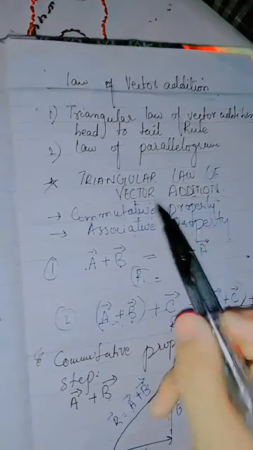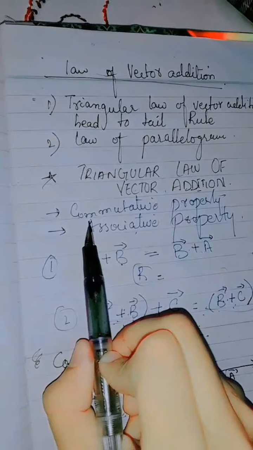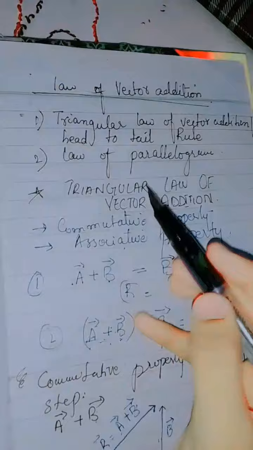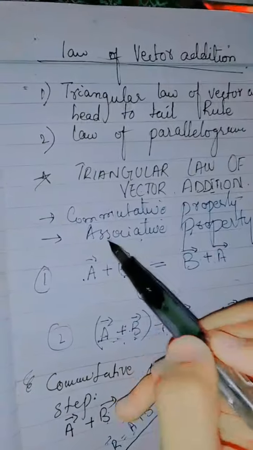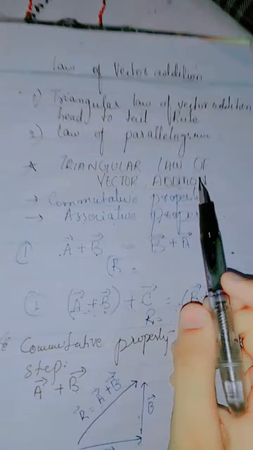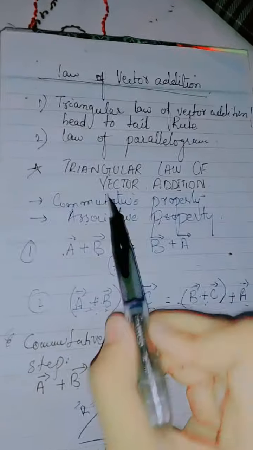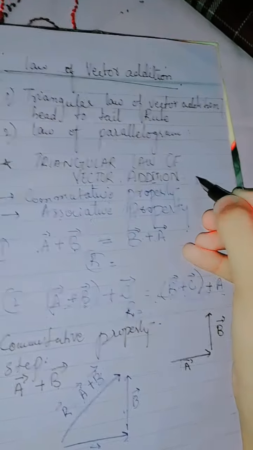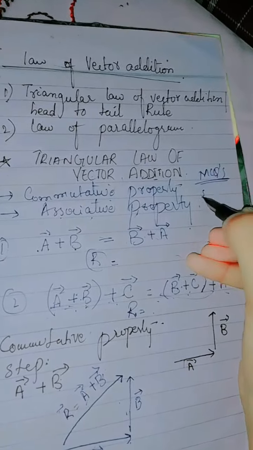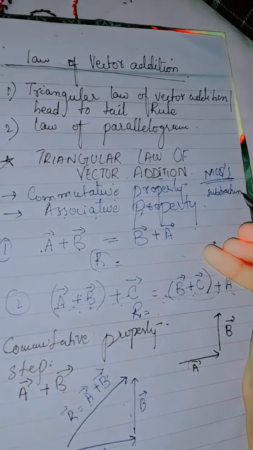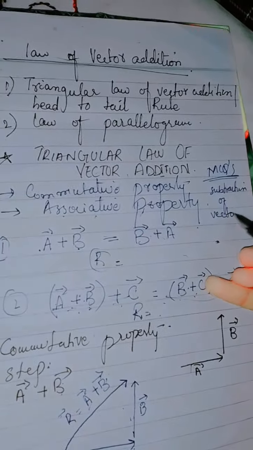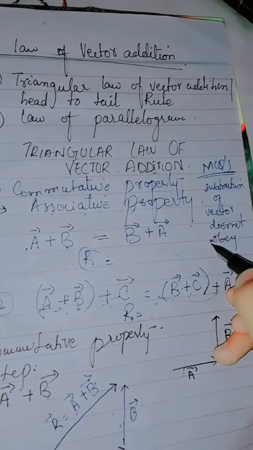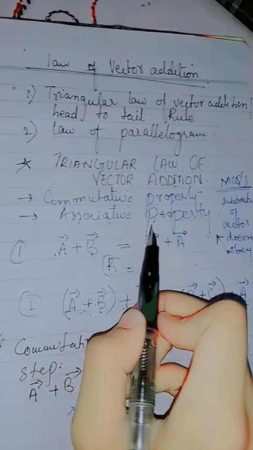So vector addition follows both properties, the commutative property and the associative property. But the main thing is that only vector addition follows these properties. The subtraction of vectors will not obey these two properties, the commutative property and the associative property. That can be a main MCQ: that the subtraction of vectors does not follow or obey the commutative property and associative property.